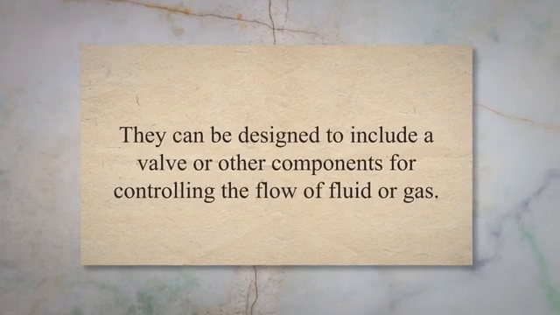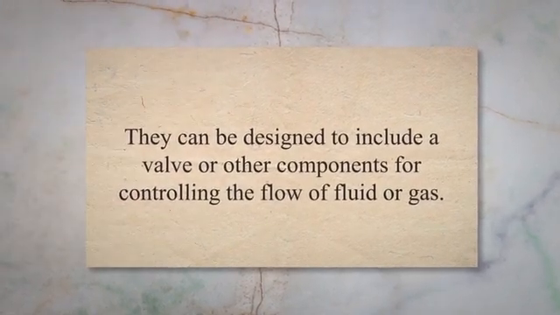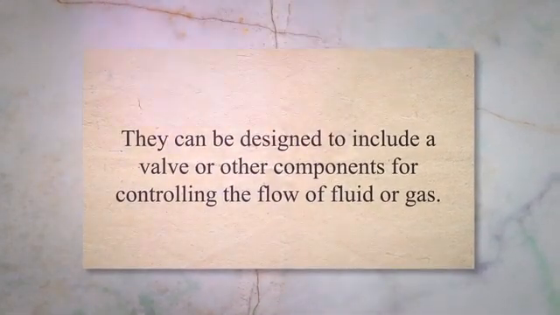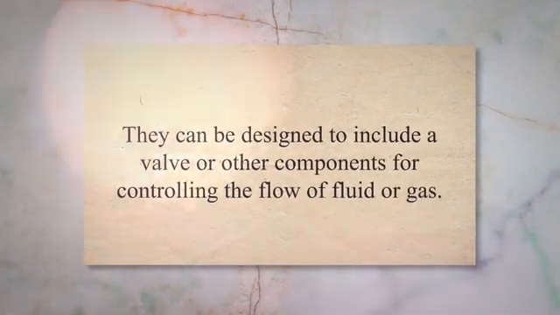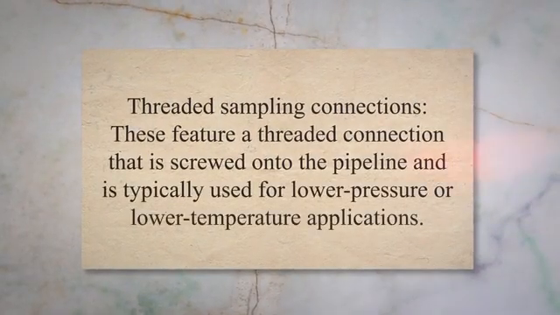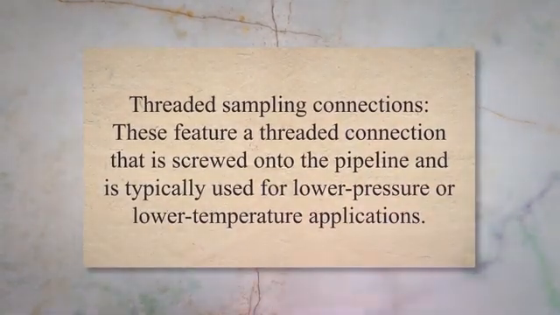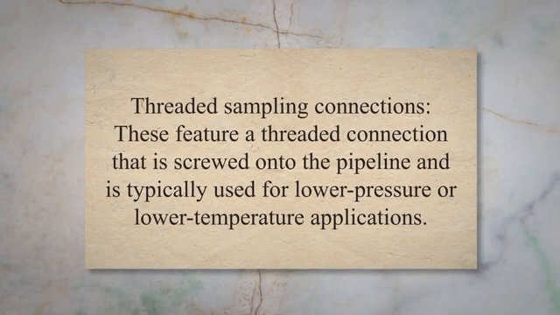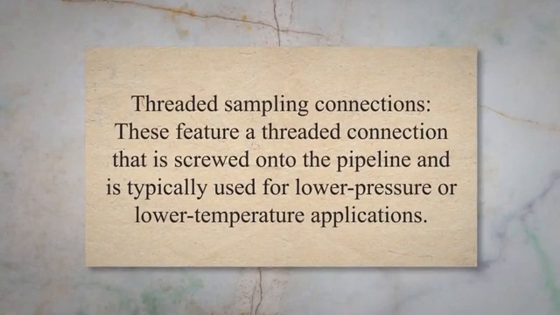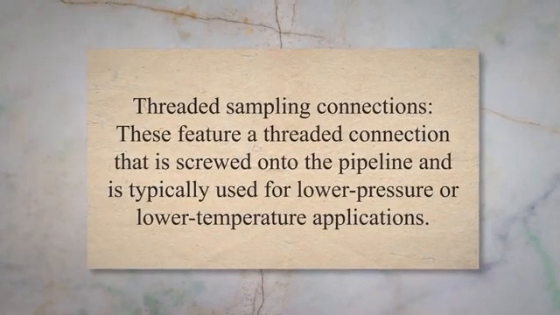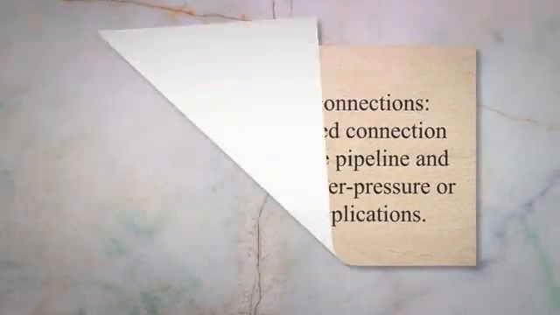These are welded directly onto the pipeline and are typically used for lower pressure or lower temperature applications. They can be designed to include a valve or other components for controlling the flow of fluid or gas. Threaded sampling connections. These feature a threaded connection that is screwed onto the pipeline and is typically used for lower pressure or lower temperature applications. They can be designed to include a valve or other components for controlling the flow of fluid or gas.